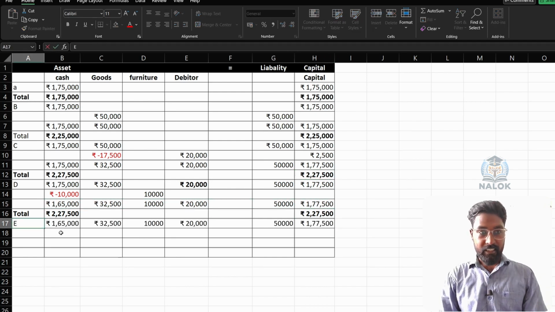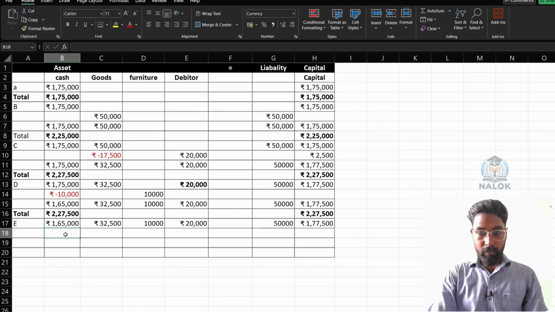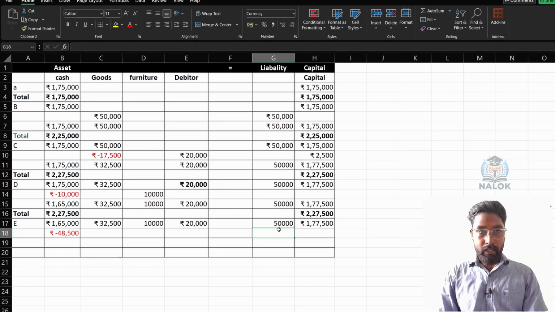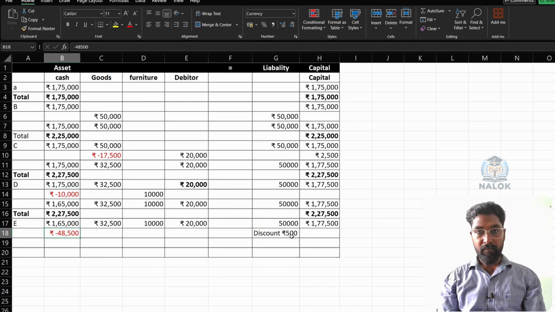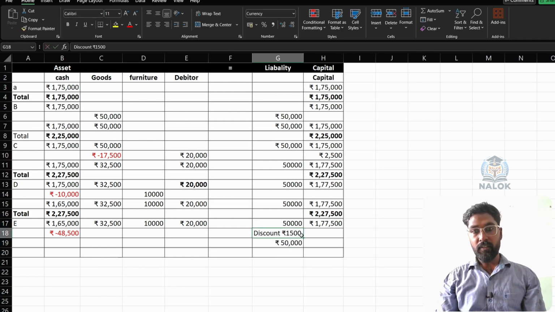Now let's analyze the transaction E. Transaction E says cash paid to Rohit in full settlement. Okay, we have to connect the transaction E to the transaction B. And now in the transaction E, we are paying Rohit in a full settlement through cash worth 48,500. Let's minus 48,500 in cash. Right now we have to analyze this statement very carefully because the cash paid to Rohit is in full settlement, there is no pending. We can assume the full settlement is done, so the liability is fully completed. Okay, and we got a discount of 1,500. The full settlement has been paid. So now the balance 1,500 is the profit.